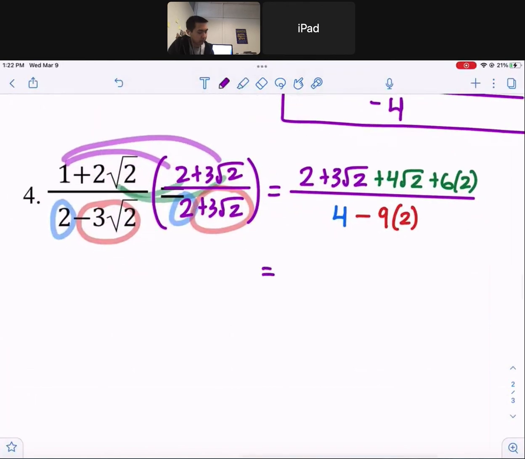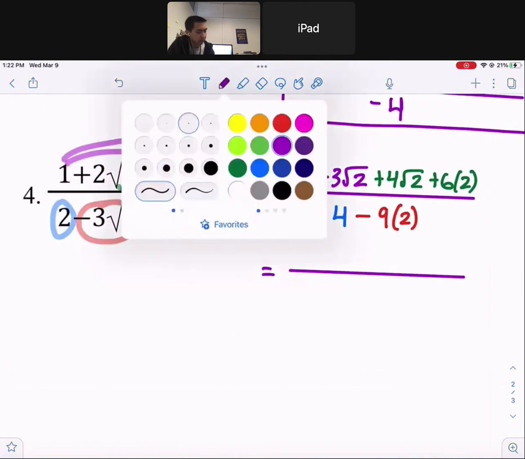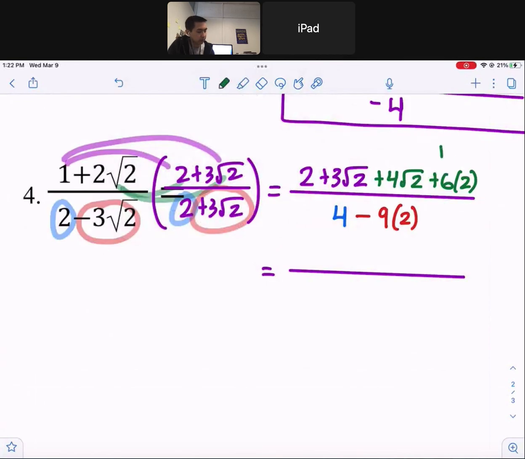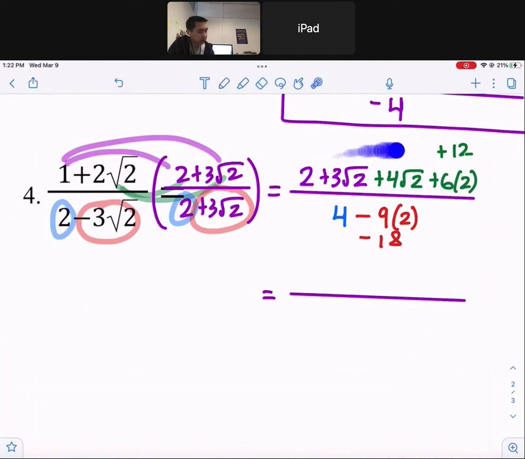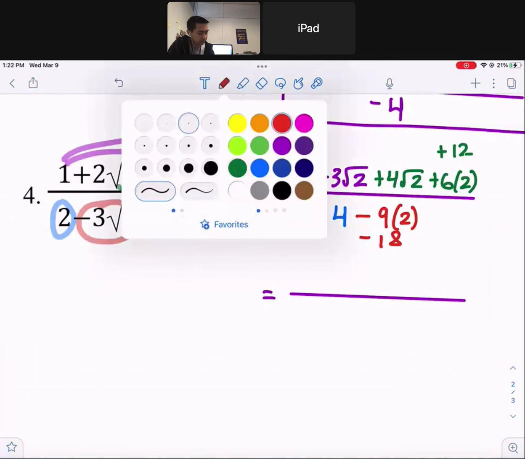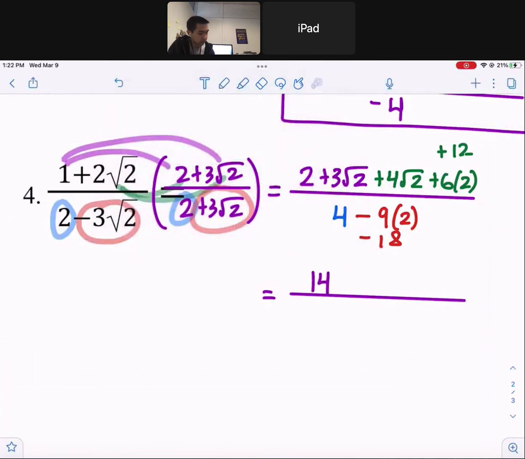So now we can simplify this stuff. Well, this 6 and this 2, you guys, that's just plus 12, right? And then this negative 9 times 2, you guys, that's really negative 18, right? So when we simplify this stuff, up top, we can combine this 2 with that 12 for 14. And then 3 rad 2 plus 4 rad 2, you guys, that's 7 radical 2. And 4 minus 18, you guys, on the bottom is just negative 14.